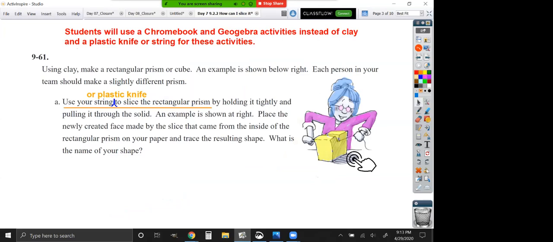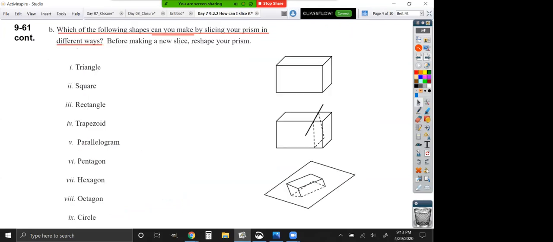So let's look at problem 961B. Which of the following shapes can you make by slicing your prism in different ways? Before making a new slice, reshape your prism. Well, we won't have to do the reshaping part because ours is all digital. But they want to know which of these objects is it possible to make using that tool.